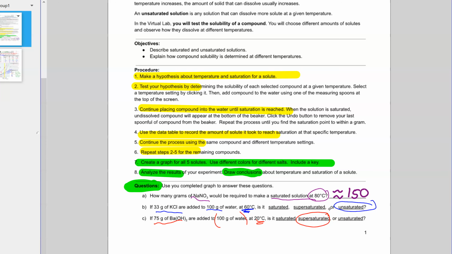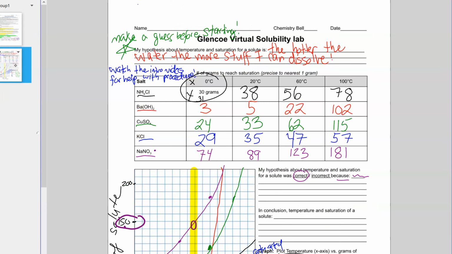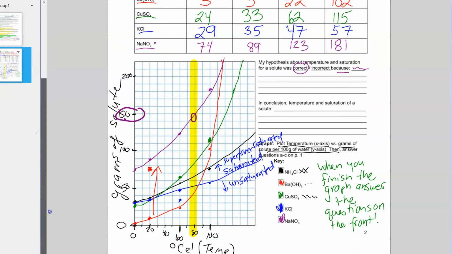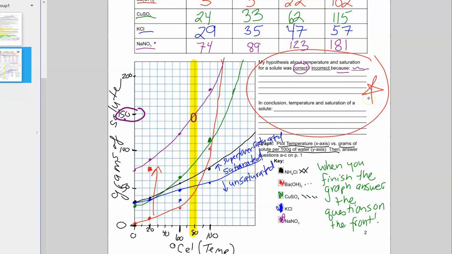So at this point, you should have had your data table filled out, done your graph. You should have these answered. Okay? Use your good math terms, and we worked on those questions together on the front.